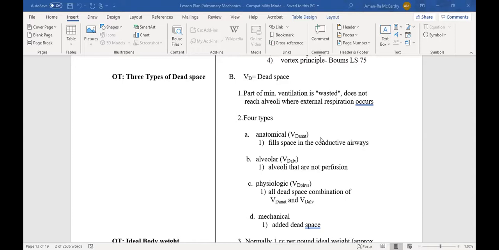Now, you can also possibly have alveolar dead space. How could we have alveolar dead space? Well, you can have an alveoli that is full of ventilation, but there is no blood around it. There is no capillary perfusion next to it, so therefore it's wasted, okay? It's wasted. It's kind of like having a store.